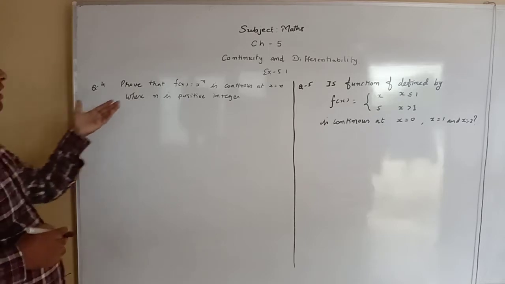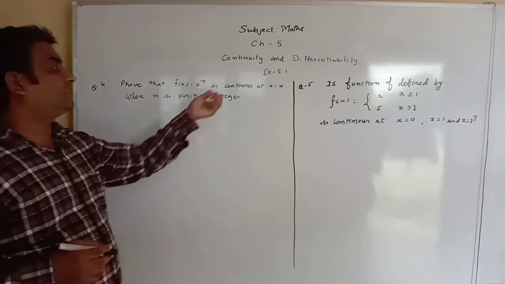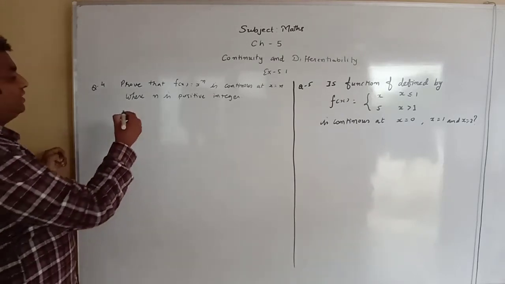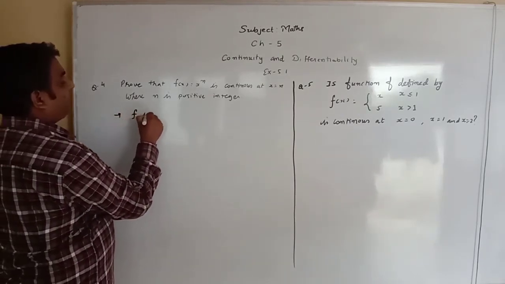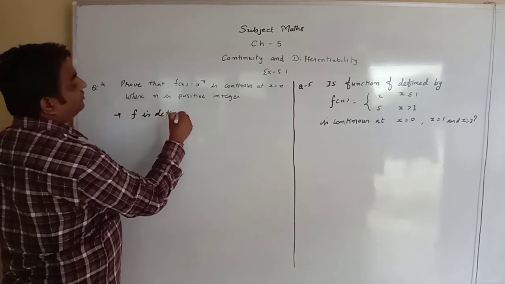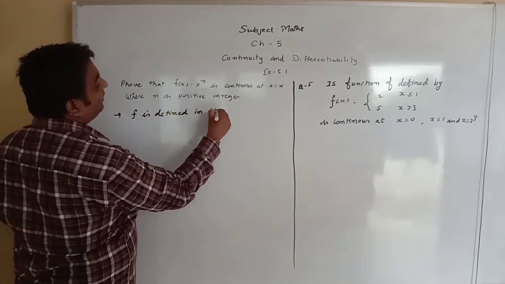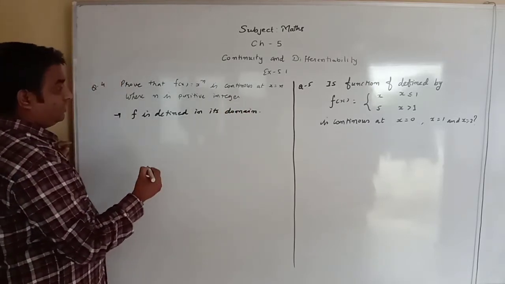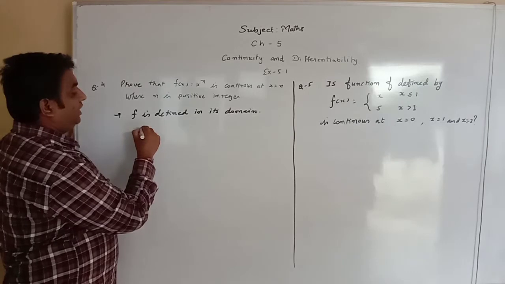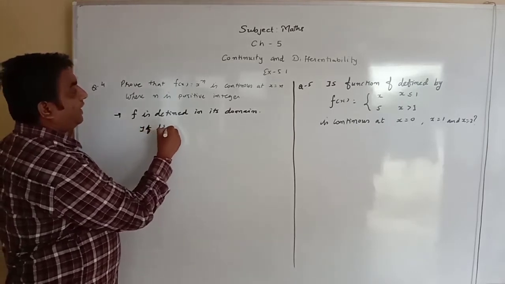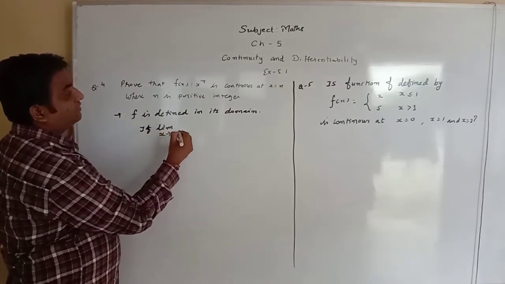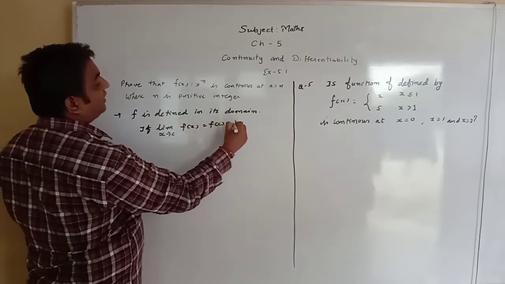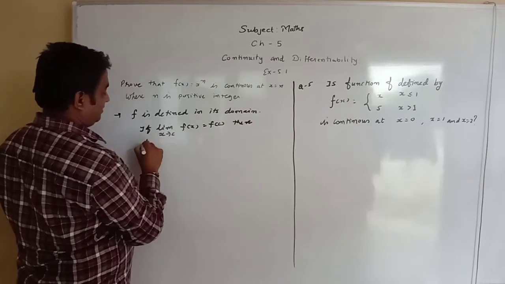Now question 4, we have proved that f(x) equals x raised to n is continuous at x equals n, where n is a positive integer. So we know that f is defined in its domain, and so if limit x tends to c, f(x) equals f(c), then f is continuous.